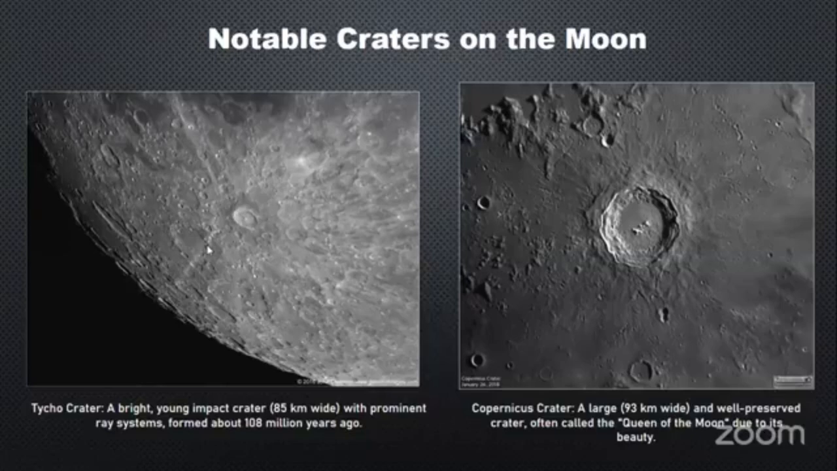Here are some notable pictures of lunar craters. We have Tycho. If you look at lunar pictures, you see Tycho. It is a very prominent feature on the moon, so we call it the Tycho crater. It is a bright, young impact crater, about 85 kilometers wide, with prominent ray systems, formed about 108 million years ago.